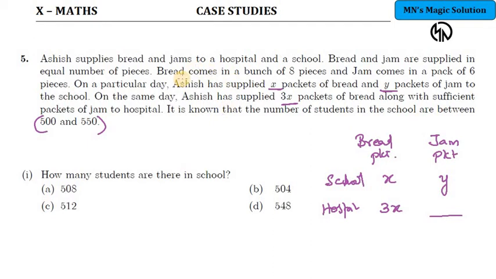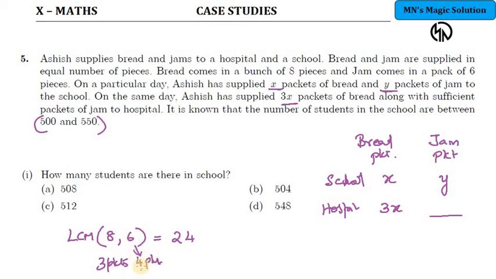So how do we proceed? Bread comes in 8 pieces and jam in 6 pieces in one set. So we need the LCM of these two numbers. LCM of 8 and 6, what is it? It is 24. So, the least common multiple is 24. We can supply 24 pieces of bread and 24 pieces of jam at the same time. How? If he gives 3 packets of bread, 3 into 8 is 24 pieces of bread. At the same time, for each 3 packets of bread, they can supply 4 packets of jam.